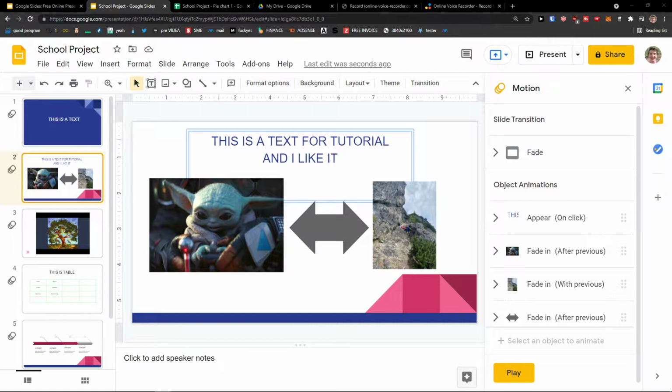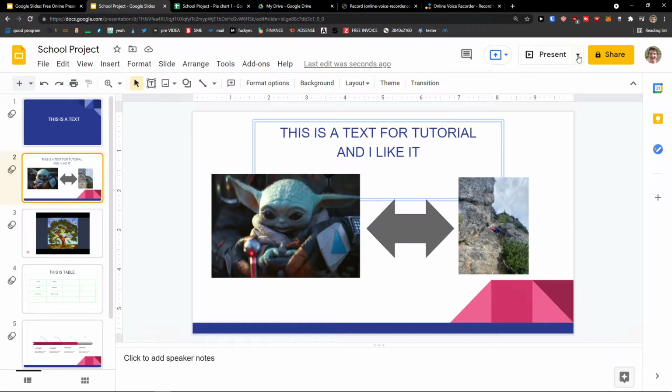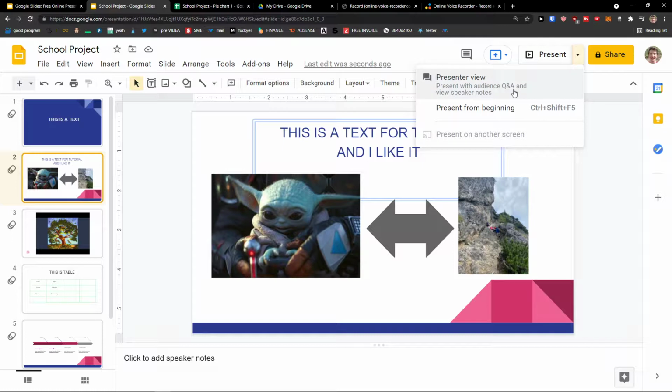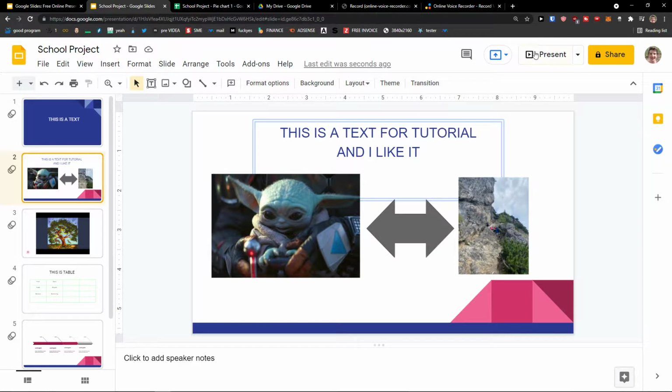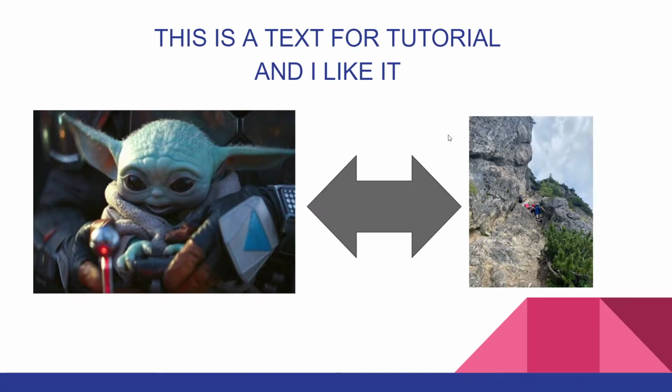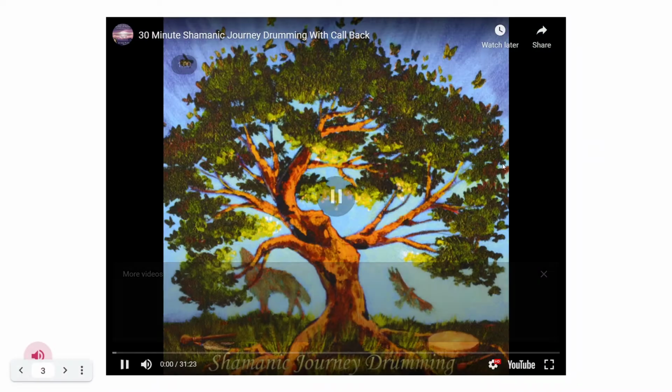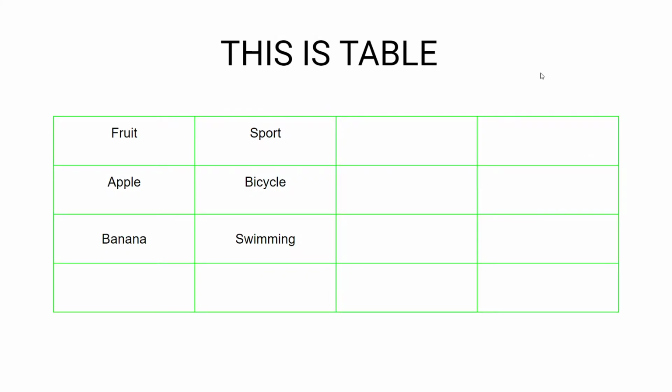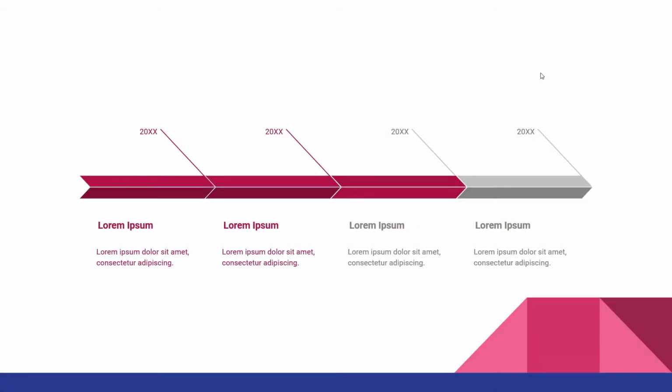The next step is animation, presentation. So how we can present and what the presentation is going to be about. You go to top right and you can have the arrow right here. You can have present view with audience Q&A, speaker notes, or you can simply click present. Now you're going to present. To quit the presentation, you easily press Escape.